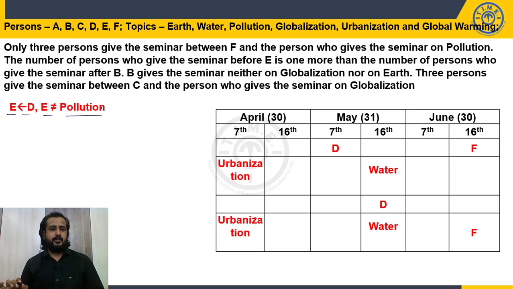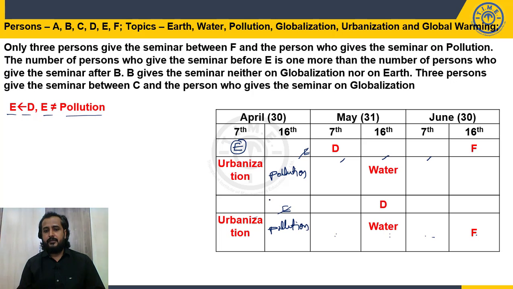E is not pollution. Only 3 persons give a seminar between F and pollution. It is given clearly. Between F and pollution, how many will be there? 3. So F is here, 1, 2, 3. So here will be pollution. But E is before D, so E cannot be here. So this will be E, because E has not given a seminar on pollution. So this is a possibility to place E. Now D is here. Before F, 1, 2, 3. Here will be the pollution.